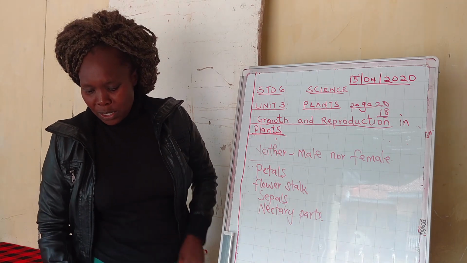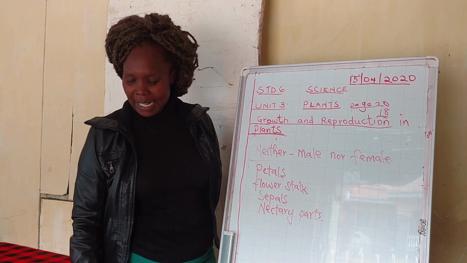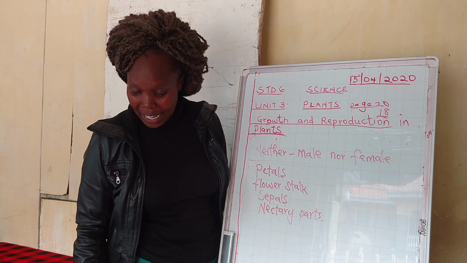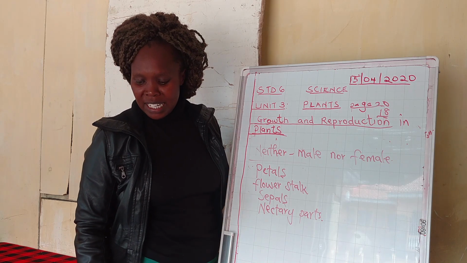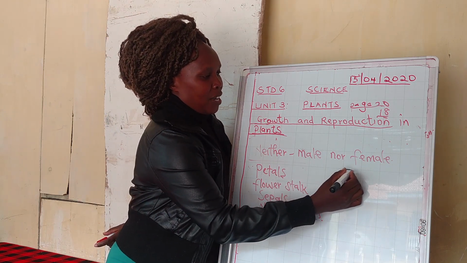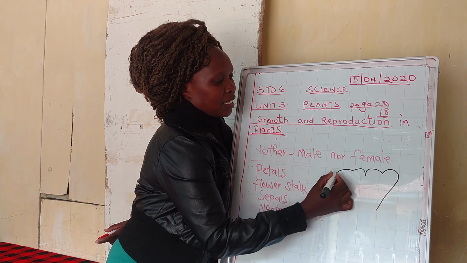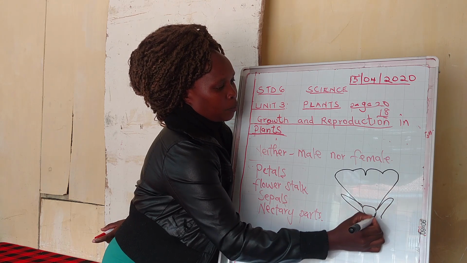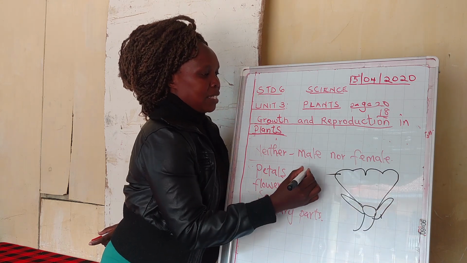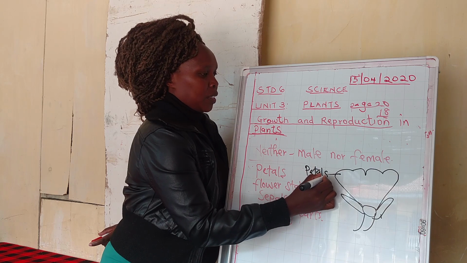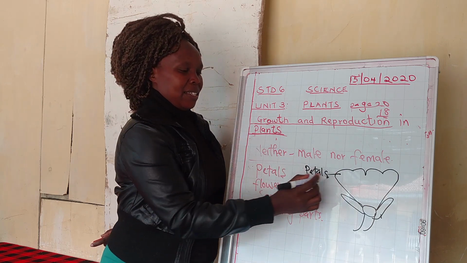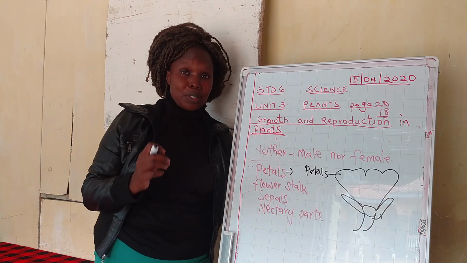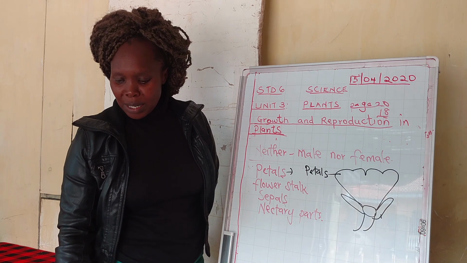Let's have a look at the petals. They are brightly colored, leafy-like parts of a flower. They mainly attract insects. We have the flower here. We have named these parts. These are the petals. They are brightly colored. They attract insects, which help in the process we are going to look at, which is pollination. And what about the sepals?